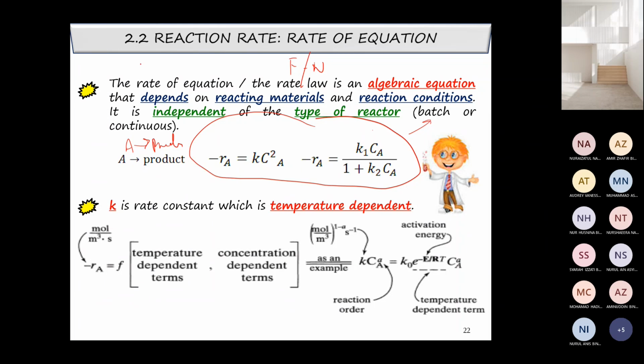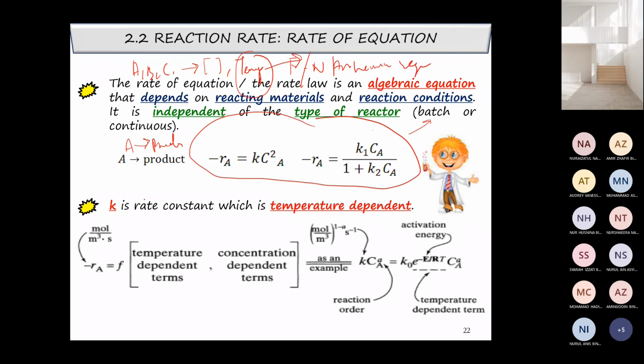Okay, berapa banyak reactant ada. Kalau ada 3, A, B and C, dia akan bergantung pada reaction condition, which is berapa banyak concentration dia as well as the temperature. Okay, so bila ada temperature nanti you akan relate dengan Arrhenius equation.